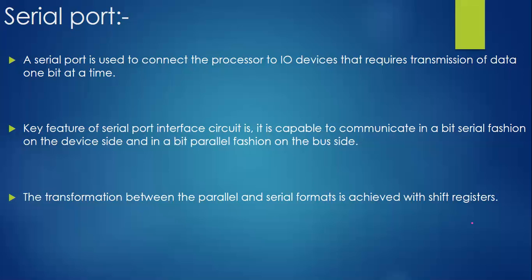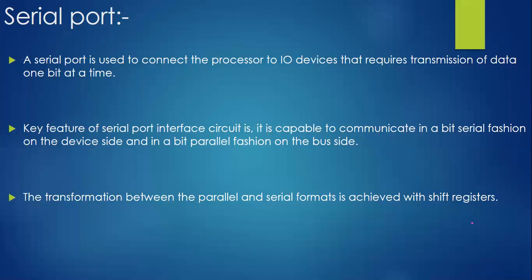But your processor or your system is working in a parallel fashion, right? So we need an interface circuit: on the device side it should work in a serial fashion, and on the bus side it should work in a parallel fashion. Then we don't have any problem with conversion. The transformation between parallel and serial fashion is achieved with shift registers. This is the main converter we are using here. We call it a shift register, which is responsible for converting serial to parallel and parallel to serial.